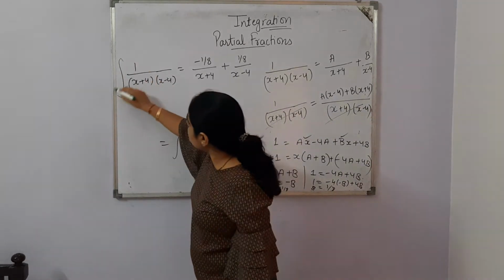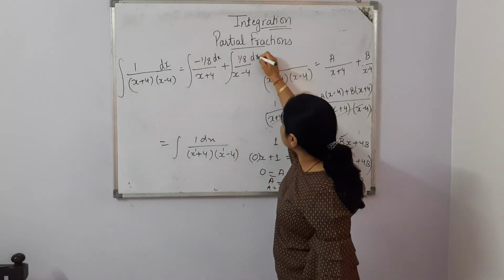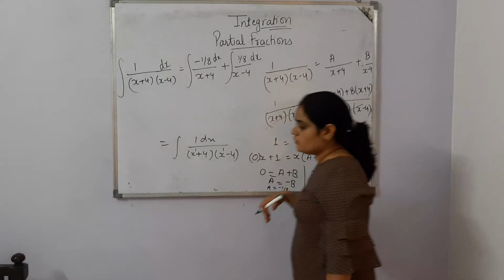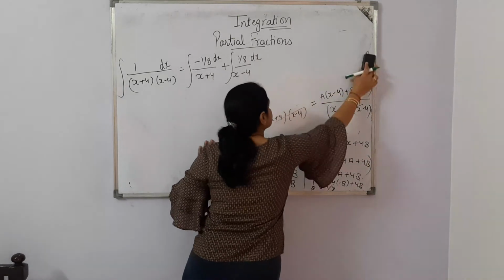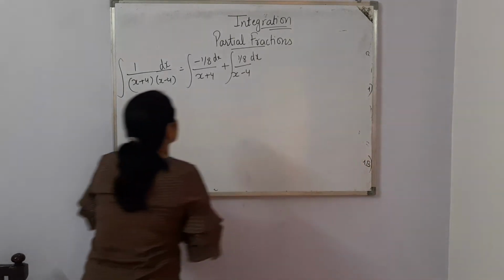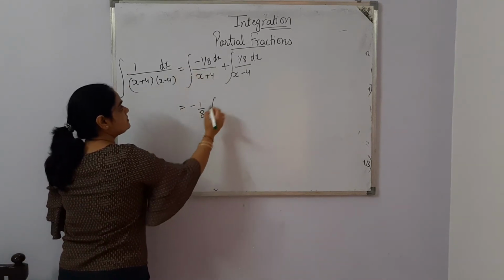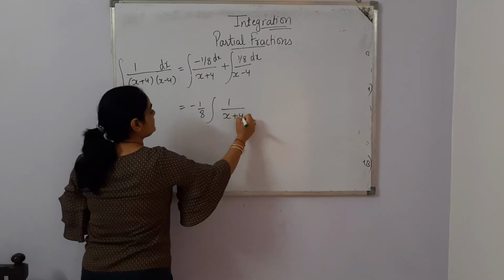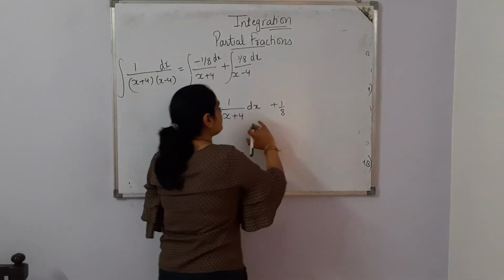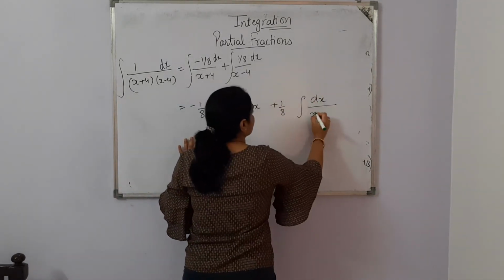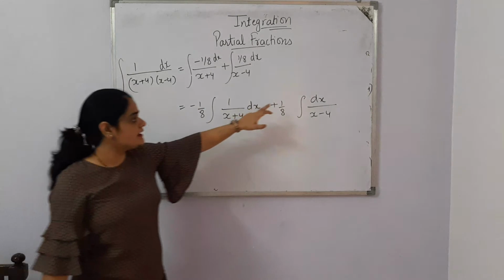So if we want to find its integral with respect to x, we need to apply the integration sign on both sides. So now the question becomes easy. Here minus 1 by 8 is a constant. It can come out. So we have 1 upon x plus 4 dx, and here 1 by 8 again a constant. We can take it out, dx upon x minus 4. And what you are watching, that here it is in the form of 1 by x, again it is in the form of 1 by x.